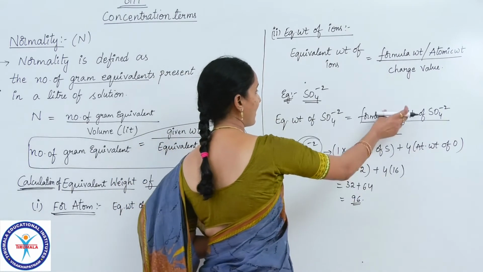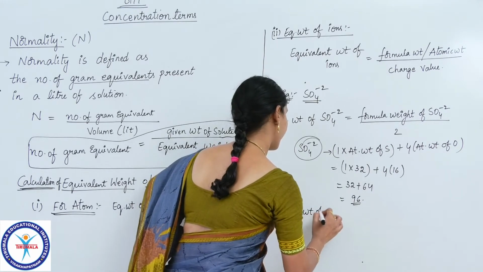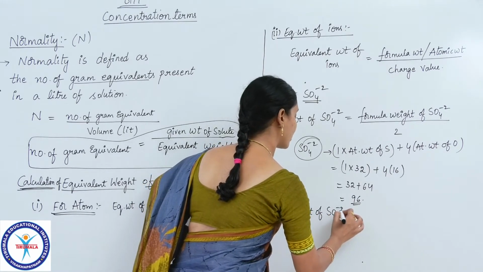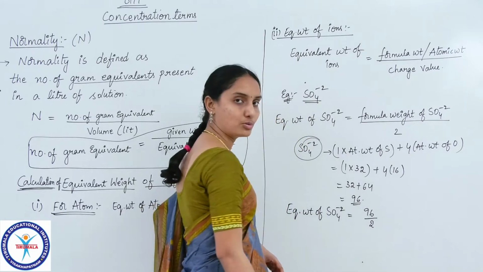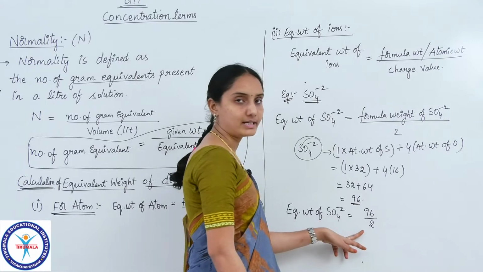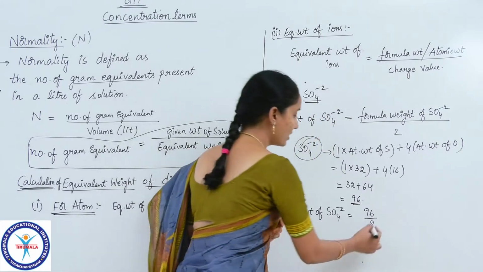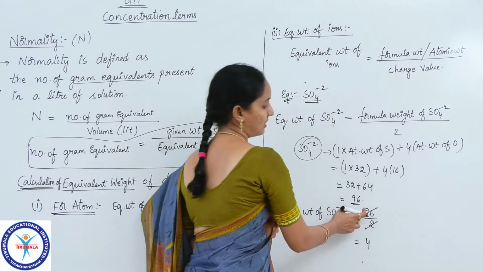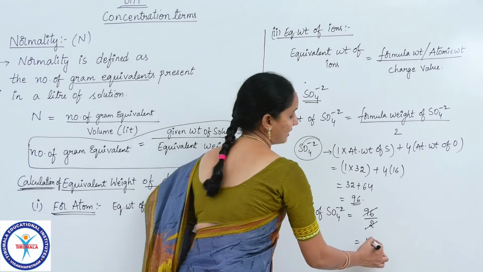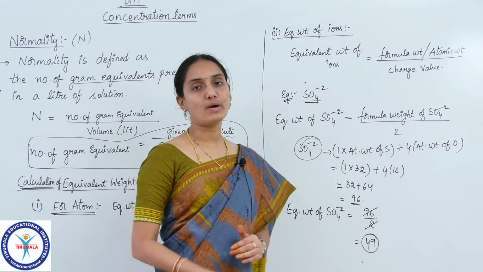Now take this formula mass over here, then the equivalent weight of SO4 minus 2 will become 96 divided by 2. Why have we divided the 96 here by 2? Because the charge value of that ion is 2. So if you divide it by 2, what will you get? 48, so 48 is its equivalent weight.